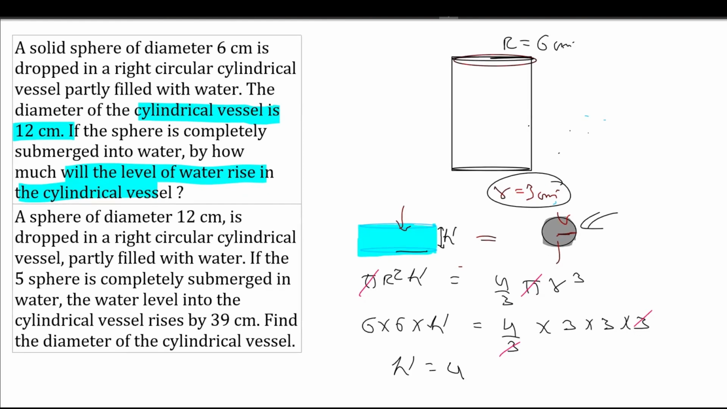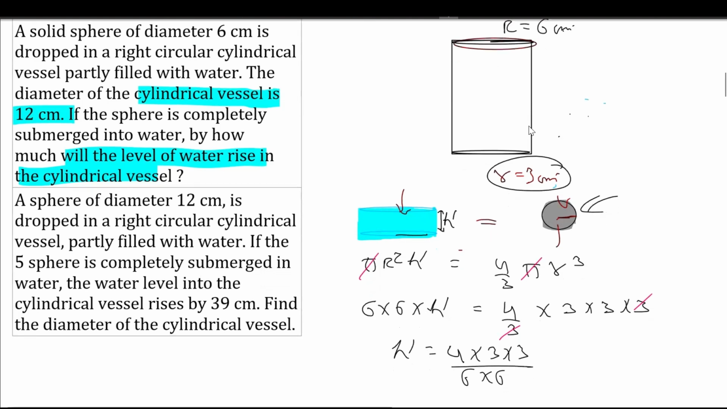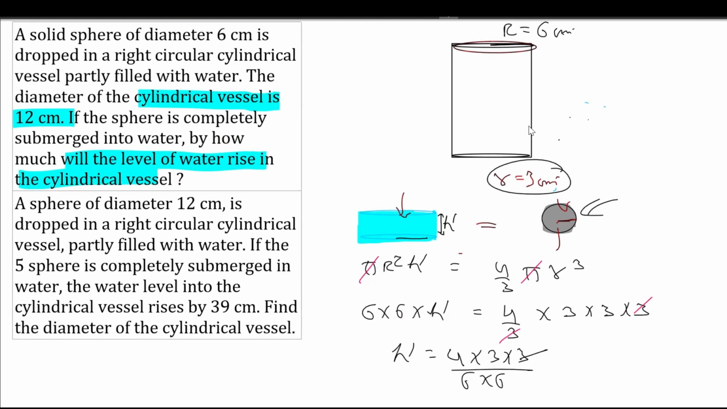It should come as what? 4 into 3 into 3, and that divided by 6 into 6. So it can be reduced like 3 1 times, 3 2 times, and 2 1 times, 2 2 times. Similarly, we can cancel this 2 times and this gets cancelled. So in fact, it was 9 into 4, 36.